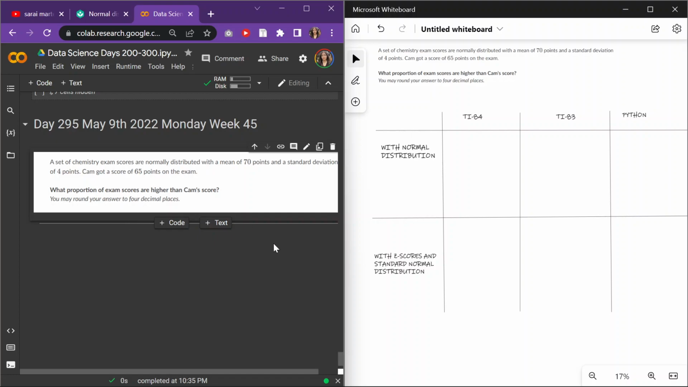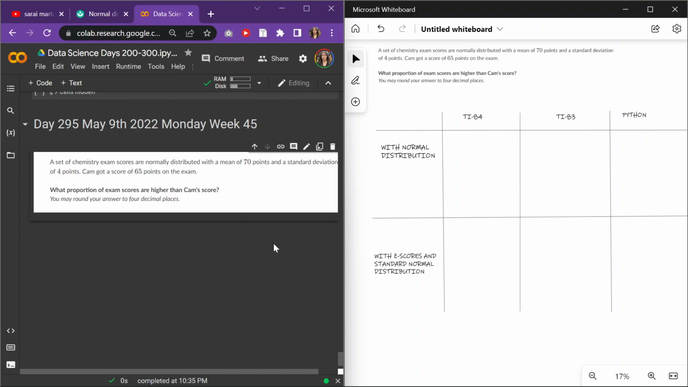But if we read the problem, it says, a set of chemistry exam scores are normally distributed with a mean of 70 points and a standard deviation of 4 points. So Cam got a score of 65 points on the exam. What proportion of exam scores are higher than Cam's score?